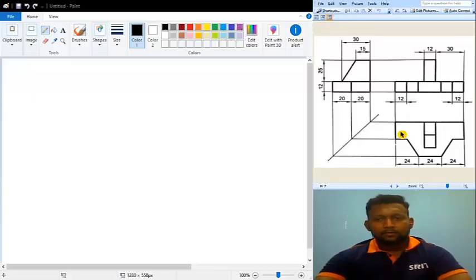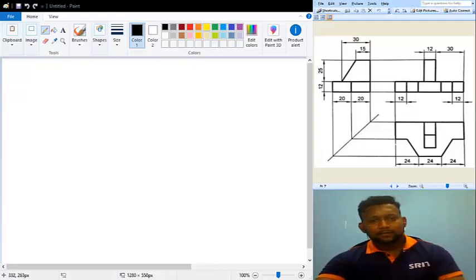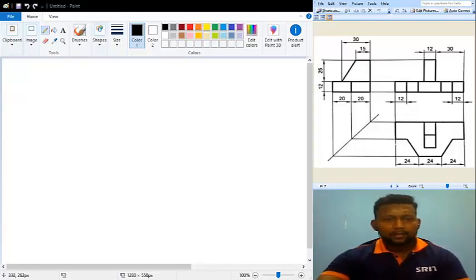So now we are going to solve this particular problem. This particular problem is problem number 7. Okay. So the thing which you are seeing on the left is exactly like your drawing paper.